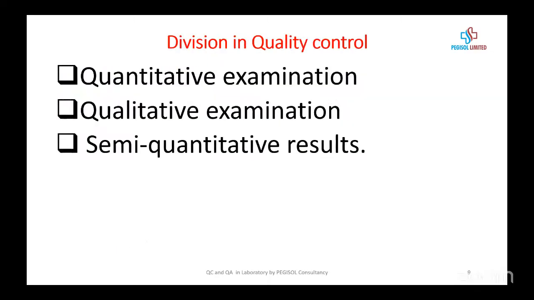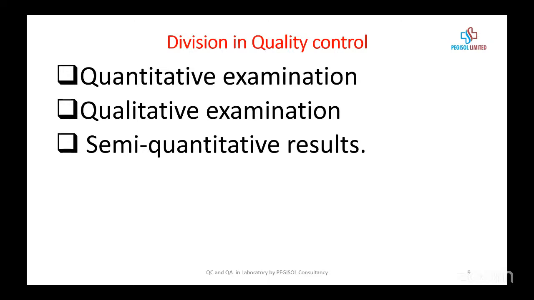So, division of quality control. Now, quality control is found in quantitative examination, qualitative examination, and semi-quantitative examination. So what is quantitative examination? Any test that has a definite value, let's say 20 millimole per liter, is a quantitative test. Qualitative tests show absence or presence, positive or negative, etc. Those are qualitative testing.